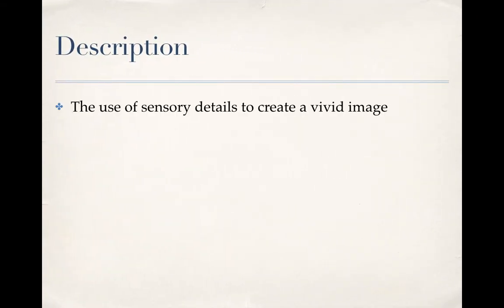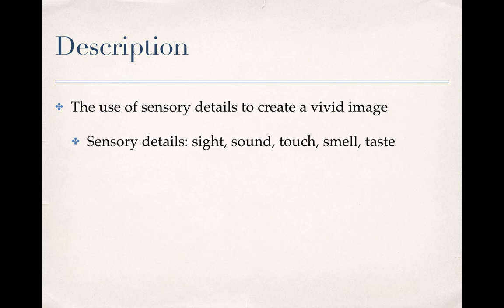Description is the use of sensory details to create a vivid image. It's pretty straightforward. If you're describing something, you're trying to tell me what it looks like, what it sounds like, what it feels like, all those different things. So let's just go back to kindergarten for a minute and remind ourselves what the 5 senses are: sight, sound, touch, smell, and taste. Now, sensory details are very concrete, and they're much more powerful than just general words.